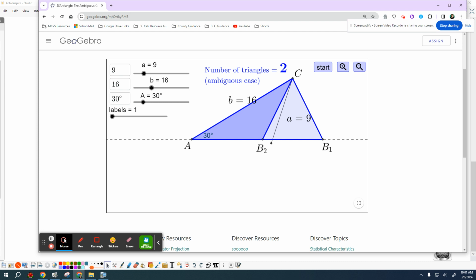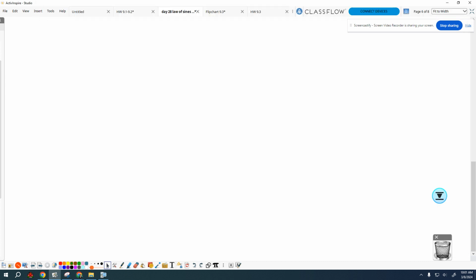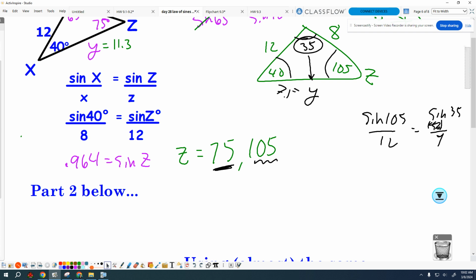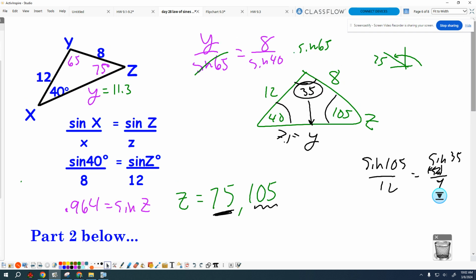How do you find the other triangle? It's when you do sine inverse. Nick did sine inverse for us and got 75. Okay, maybe it was a bigger angle, maybe it was 105. When I look at the triangle, it works with 75, cool. But it also works with 105, and you need to check both. It's the hard part of this unit.